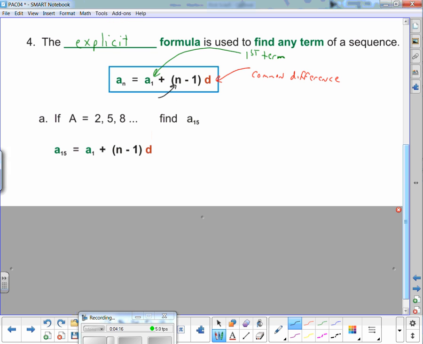All right, so our first situation here, it says if A, that's our sequence, equals 2, 5, 8, and so on. We see here that we have an infinite sequence. It wants us to find A sub 15. We want to find the 15th term. Now, you can go the counting route, and you can count to the 15th number.